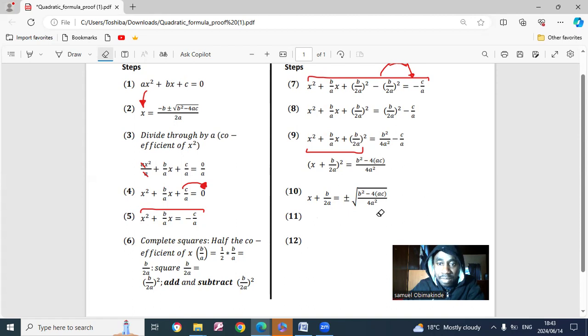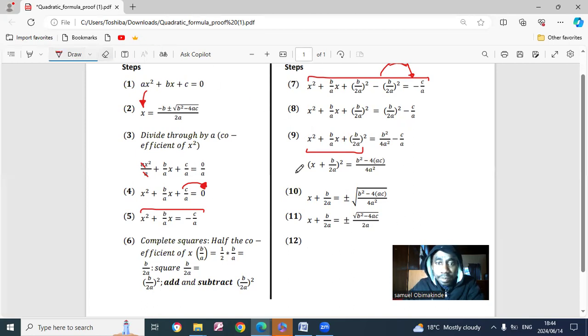Then in step 11, we just simplified the equation we have in step 10. The terms on the left-hand side remain the same. For the right-hand side, the numerator remains the square root of b squared minus 4ac. Then if we look at the denominator, the square root of 4a squared is 2a, right? So that is just the difference between steps 10 and 11.